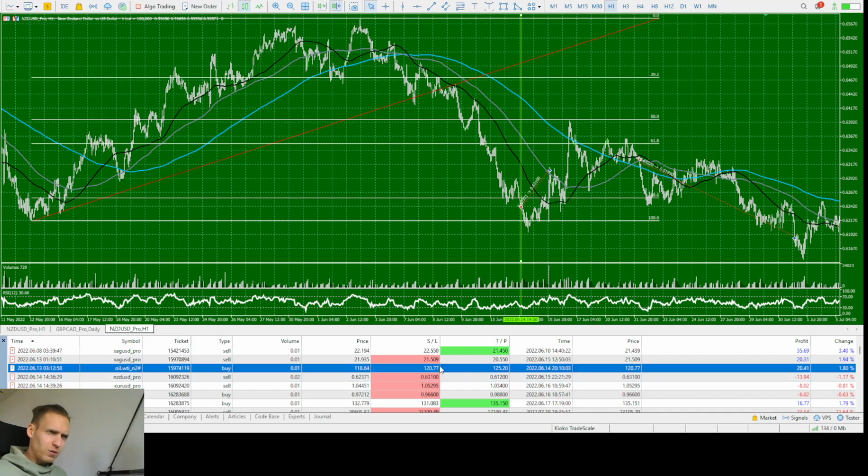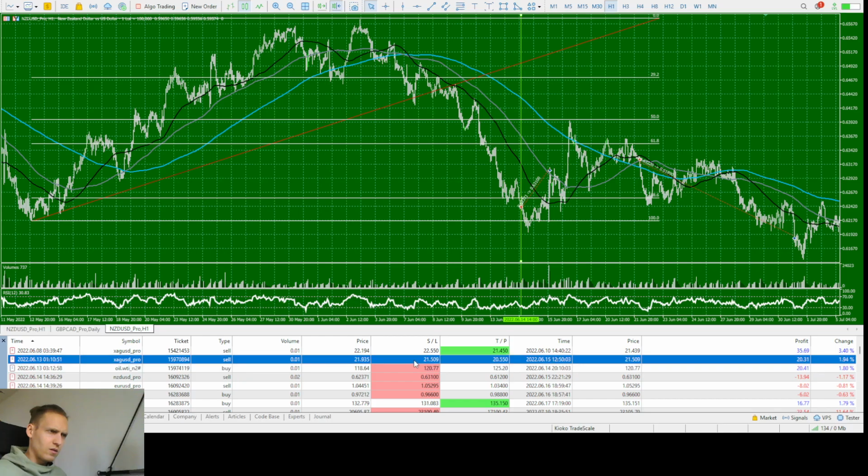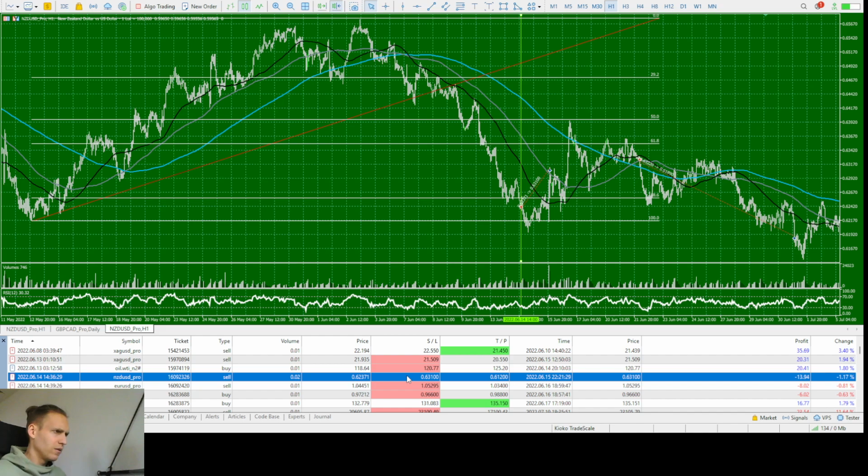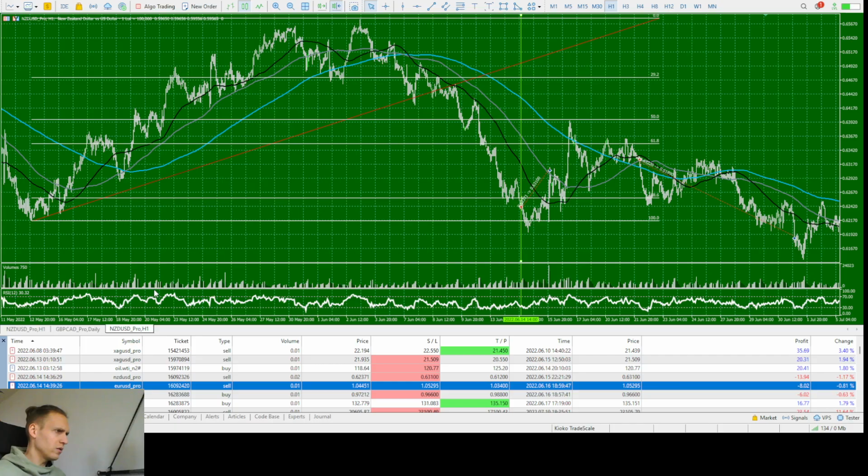Look, it hit the stop loss, but it was profitable. I probably trailed the stop loss back then. And this was NZD USD. Okay, Euro USD. Let's look at Euro USD.